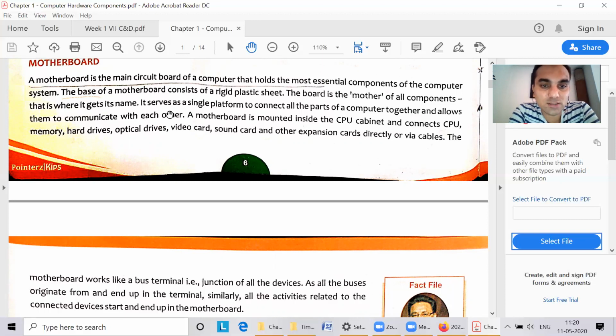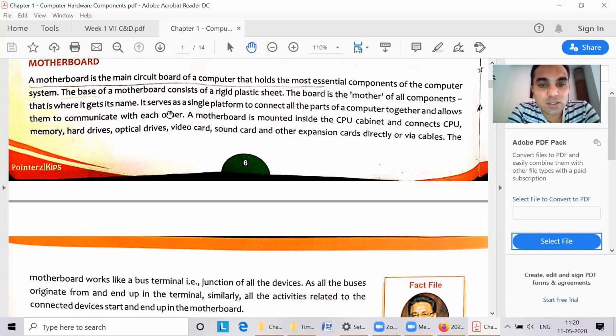The base of the motherboard consists of a rigid plastic sheet. The board is the mother of all components. That is where it gets its name. That's why it is called a motherboard. It serves as a single platform to connect all the parts of the computer together and allows them to communicate with each other. Like school: all of you are connected with each other through school, so you know each other through school. Similarly, all the components of the computer are connected through a board. That's why it is called a motherboard.